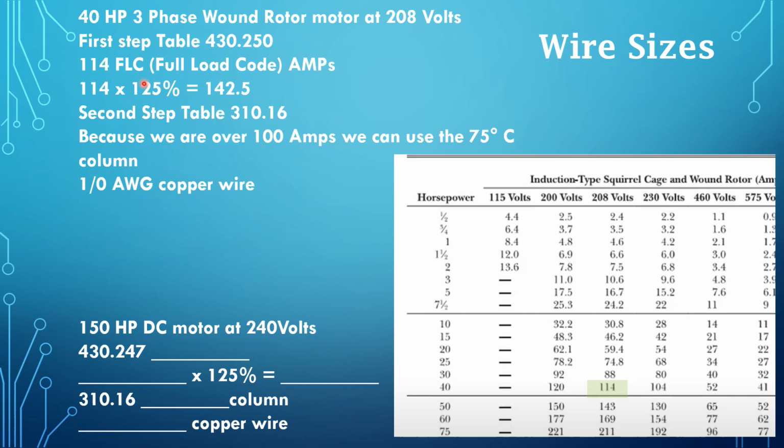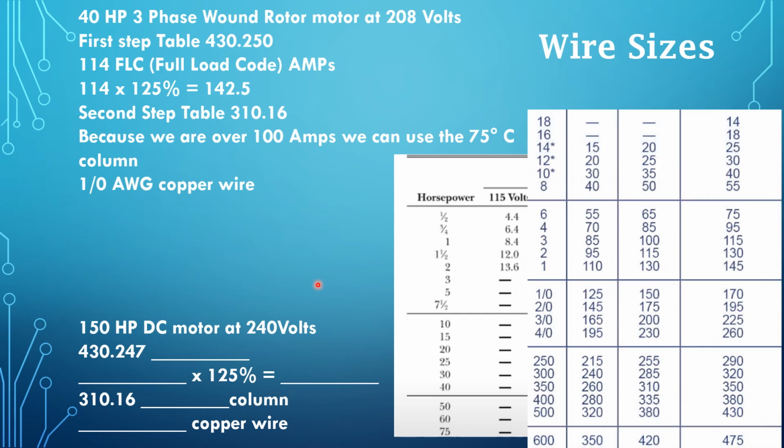We're assuming that it's continuous duty because this is a commercial environment. Almost all motors in a commercial environment are. We're going to multiply by 125% to get 142.5. Next step, to choose our wire size, we're going to Table 310.16.